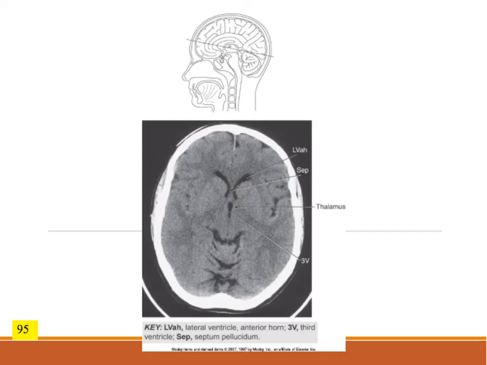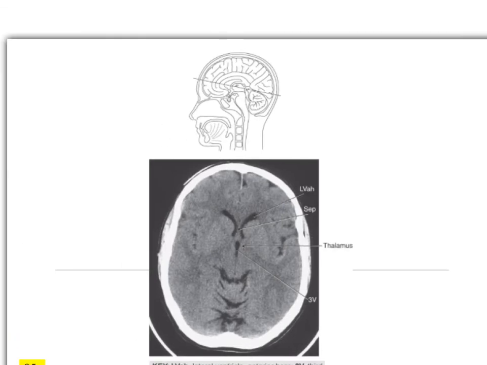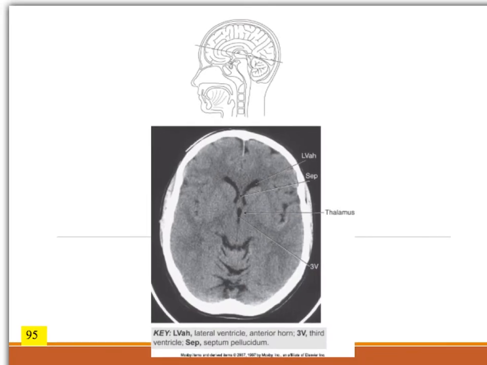All right, here's the same area. What's the difference on this image? This is a CT, right? This is a CT versus MRI. Again, you're looking at ventricles, but you're not seeing the middle portion. You're just seeing the anterior and the posterior portion. 3V means third ventricle. You can also see the third ventricle on this one.